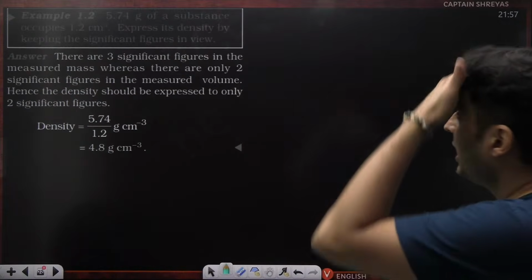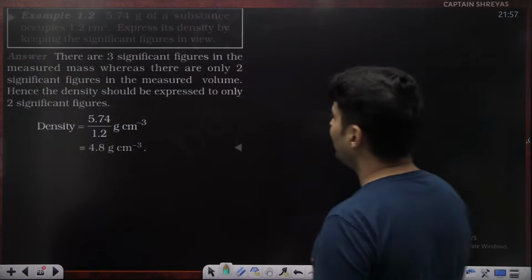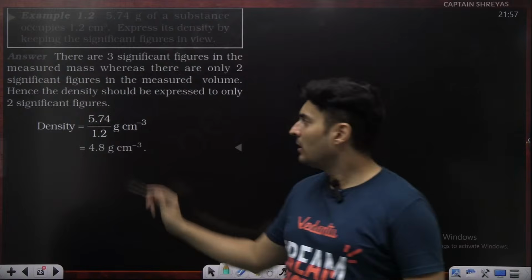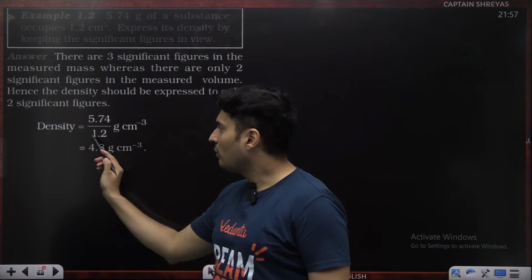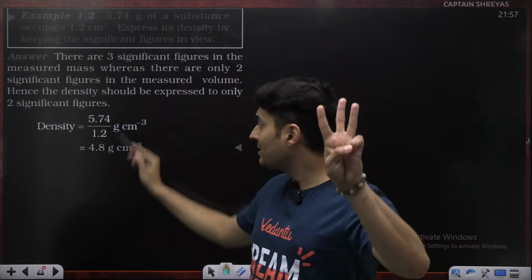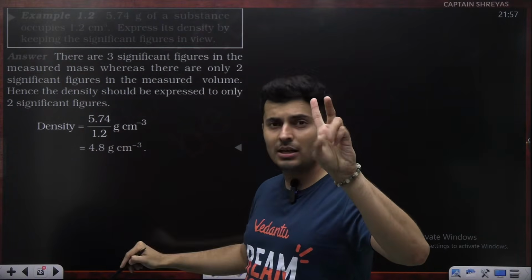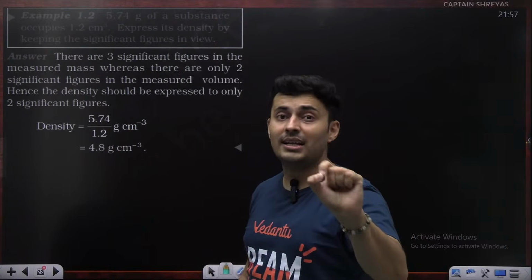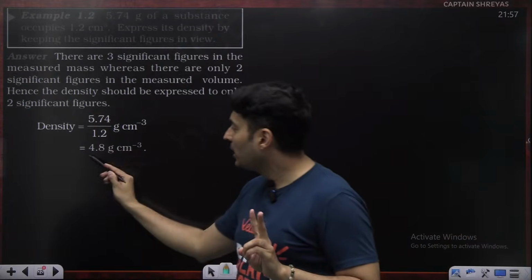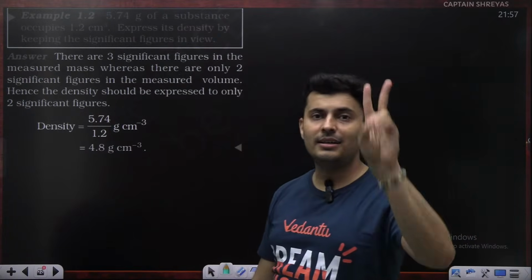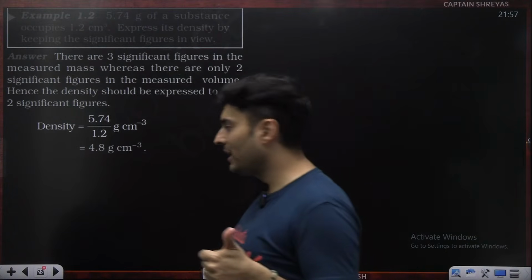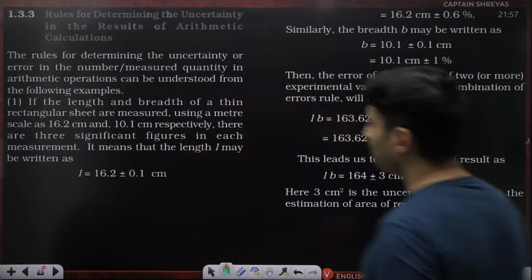Another example where mass is given and volume is given, express the density. Density is mass by volume. Mass is 5.74, volume is 1.2. When you divide these two numbers, check the numerator has 3 significant digits, 1, 2, 3. The denominator has 2. So the final answer, even if more digits come while calculating it, you will put it only till 2 significant digits because this is division. Is that clear? Everybody understood till this point?